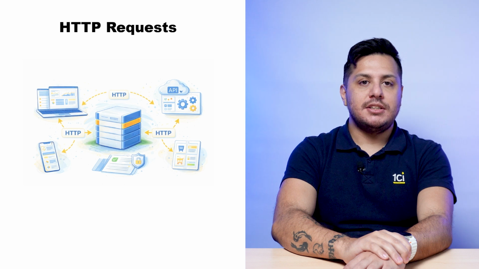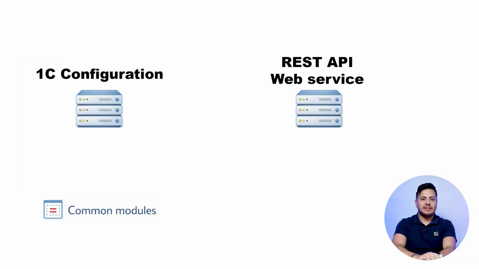To work with HTTP requests in 1C Enterprise, we usually create an HTTP connection object using 1C script, prepare a request, and then send it to a server. The server processes the request and returns a response, often in formats like JSON or XML.